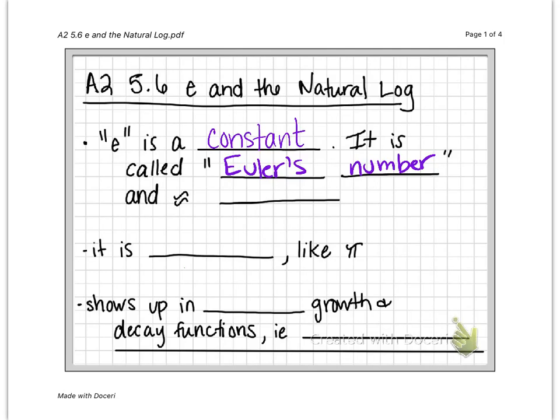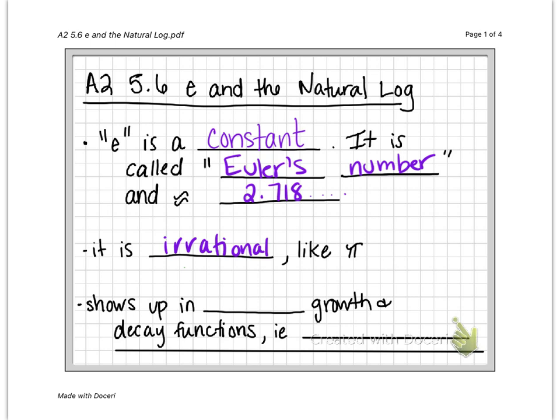But it's named after the guy who figured out that this constant exists. It equals approximately 2.718, and it continues indefinitely. So it is an irrational number like pi, where it doesn't stop. Like pi goes on forever infinitely, Euler's number will go on forever infinitely as well. So what you need to know is that E equals about 2.718, and it is a constant.